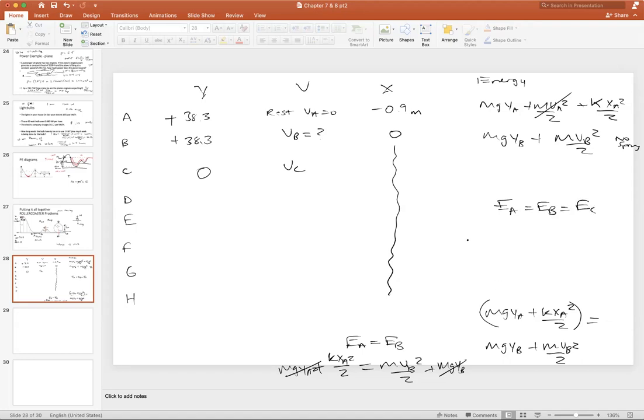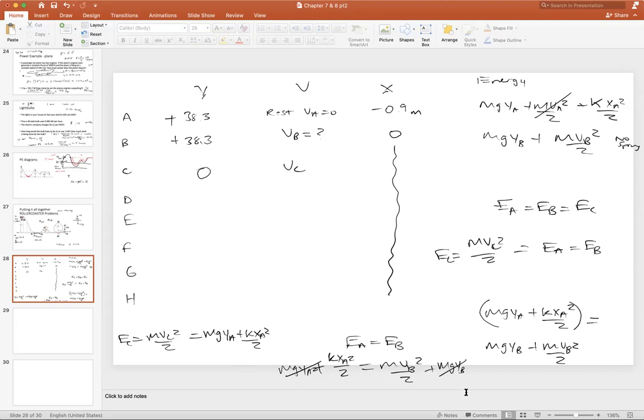And the energy at C will simply be mvC squared over 2, because there's no spring and yC is 0. And this is equal to EA, which is equal to EB. And you could solve for vC using either of these. But you can't cancel the yA, yB terms. That's what I'm getting at. So EC, which is equal to mvC squared over 2, is equal to mgyA plus kxA squared over 2.